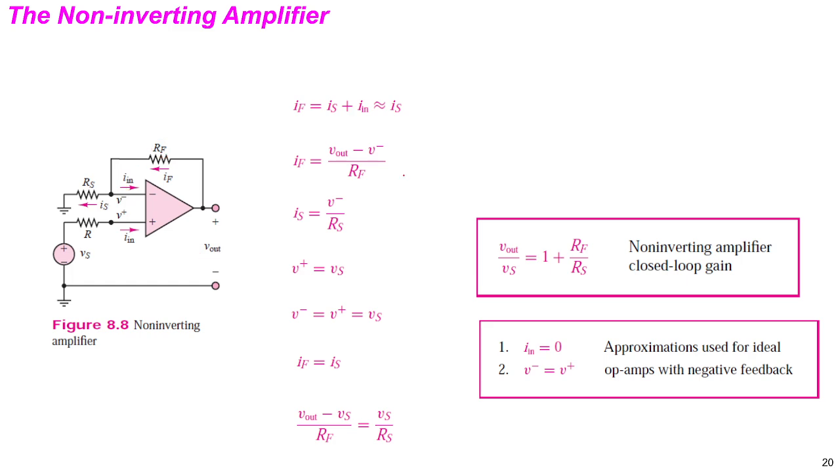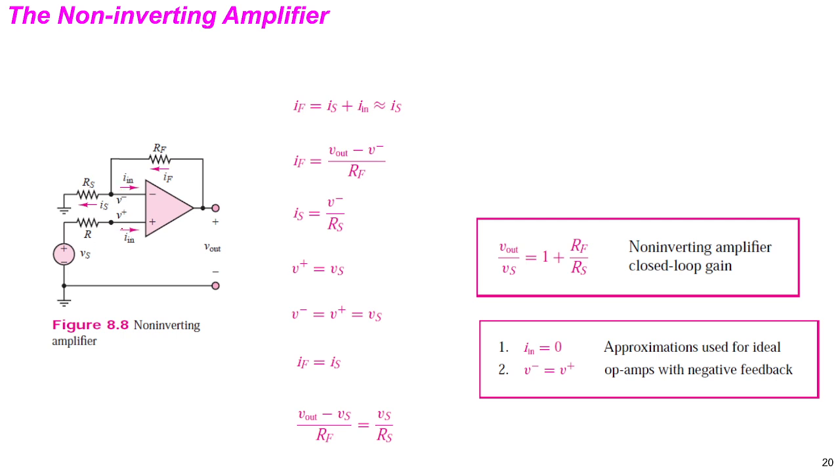Okay. And what is IS? IS would be V negative minus 0, divided by RS.